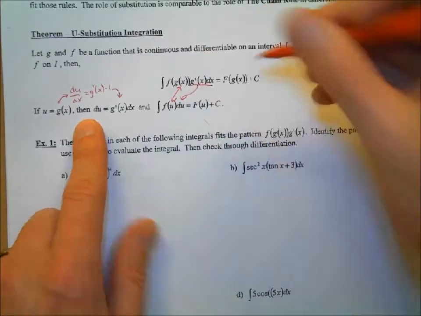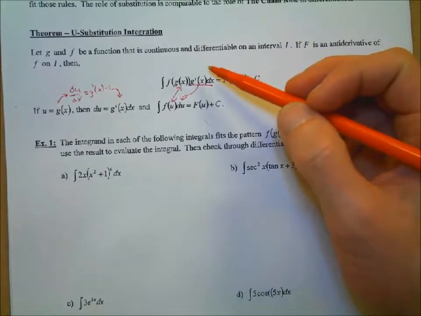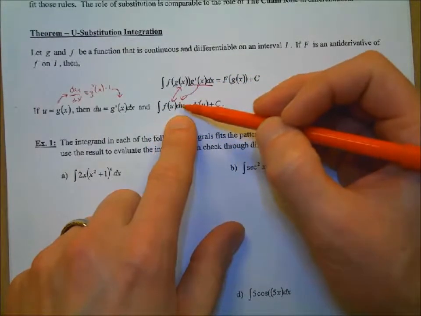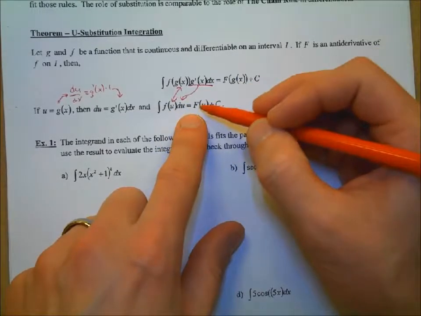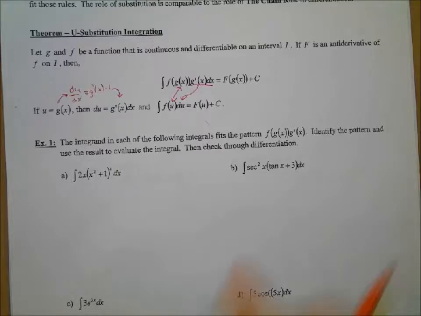And so integrating f of g of x times g prime of x dx is going to be equivalent, based on this substitution that we made, to the integral of f of u du, which then equals capital F of u plus c, the antiderivative. So that's kind of the idea. It's a little abstract, of course, without actual functions and numbers thrown in there, but that's the idea. Let's jump into how we're going to actually do this.